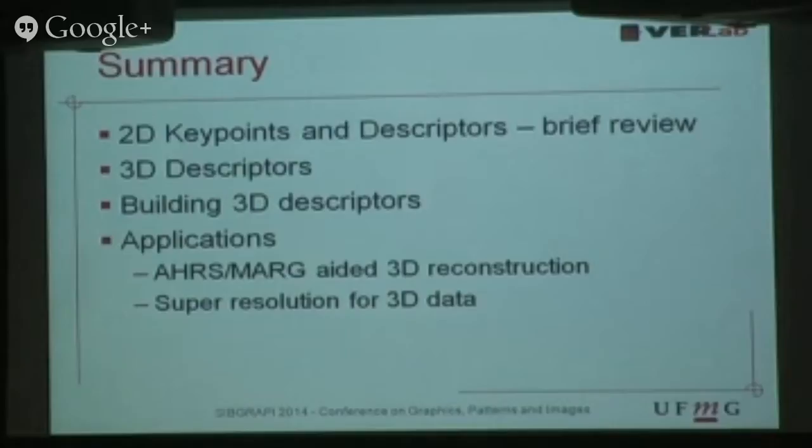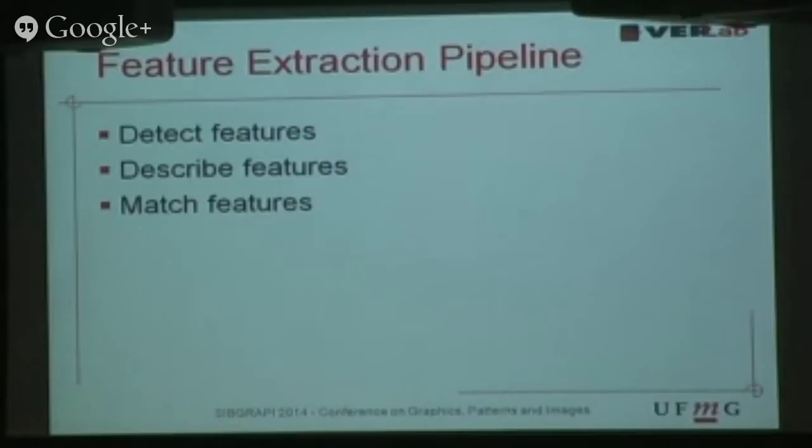The feature extraction pipeline, as you may know, is composed of three main steps. First, we have to detect features. So feature detection is one step. Next, you have to describe that feature. So one thing is to detect a feature, and then you have to describe the feature. And then, of course, you have to find the correspondence or the matching of those features.